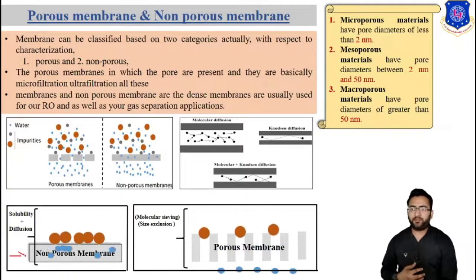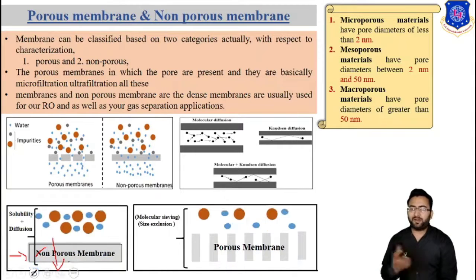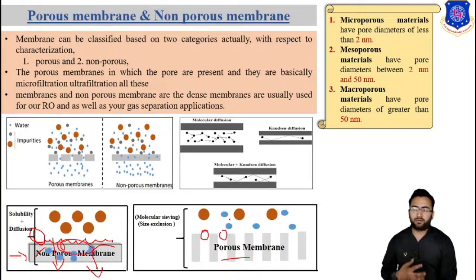In a non-porous membrane, there are no pores. Transport of the molecule is done by solution and diffusion. First, the molecules are sorbed on the surface of the membrane and transferred through the matrix to the permeate side. Whereas in a porous membrane, there are distinct pores, where a solute or smaller molecule than the pore size passes through the membrane and a bigger molecule cannot pass through.